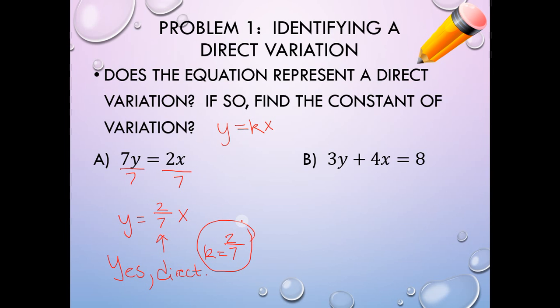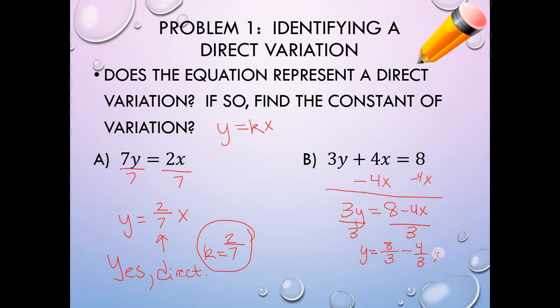Now, let's look at B. So I want y alone. I'm going to subtract 4x from both sides, and I will get 3y equals 8 minus 4x. Now, I need y alone. So I'm going to divide by 3, and I get y equals 8/3 minus 4/3 x. Now I put that 3 under both of them just so I can see the number in front of x.